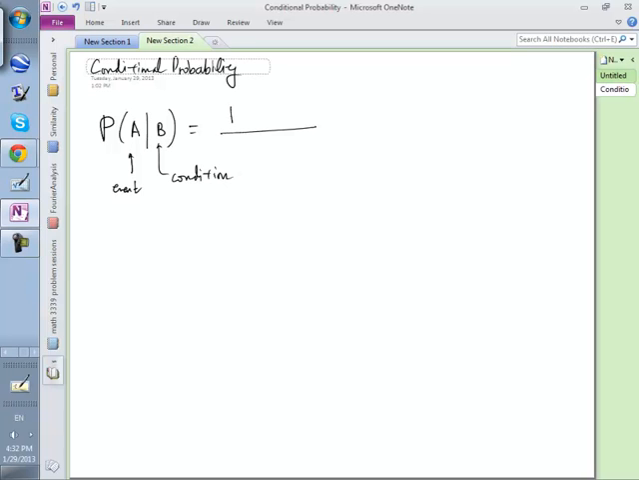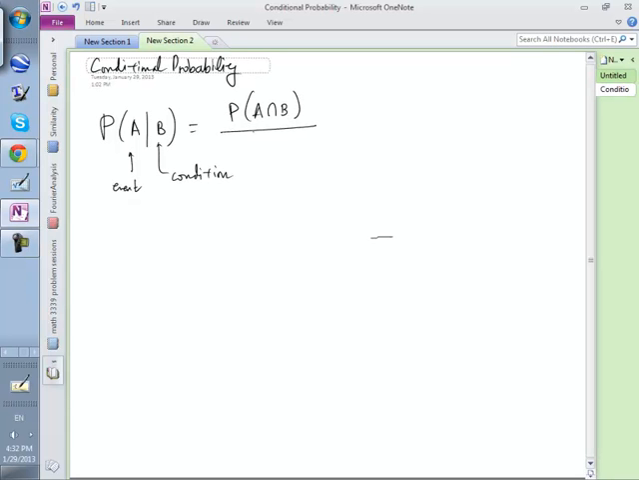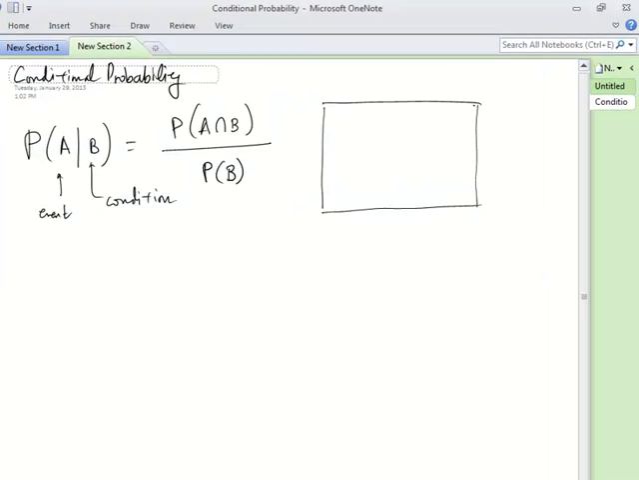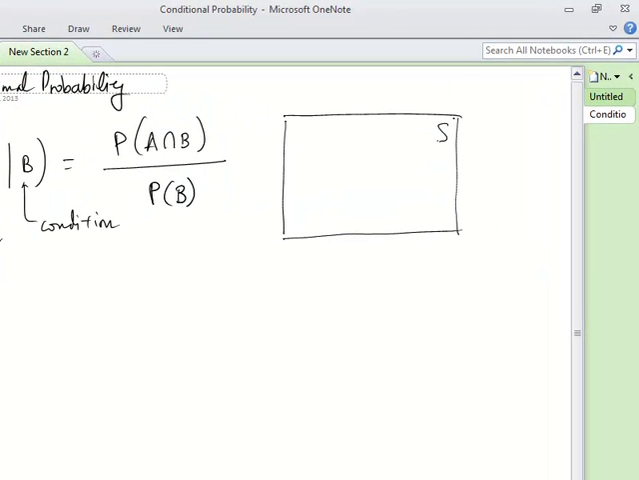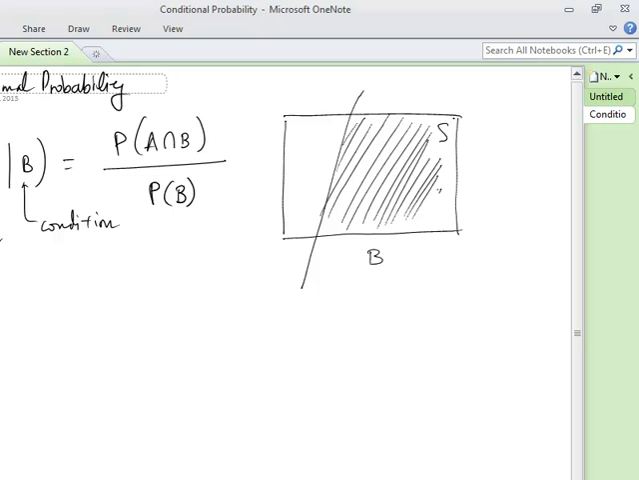So this is equal to the probability of A intersection B, divided by the probability of B. Okay? That's exactly the definition of conditional probability. And the effect of introducing a condition is that, essentially, if this is your event space, the condition truncates the event space, so it makes it smaller. So that becomes the event space.